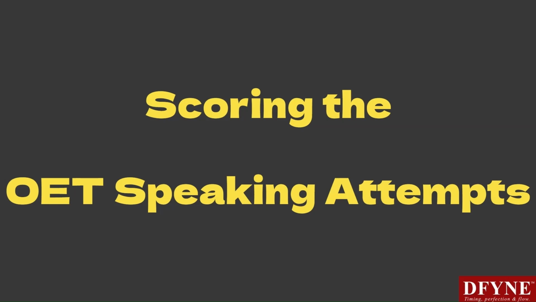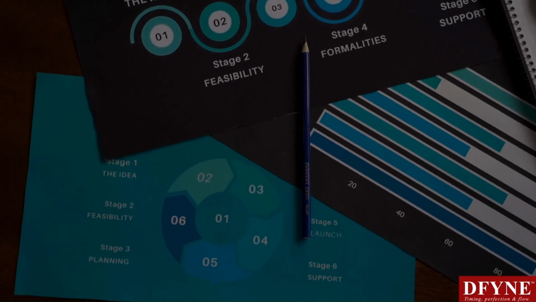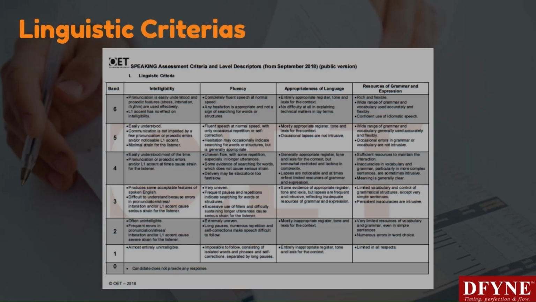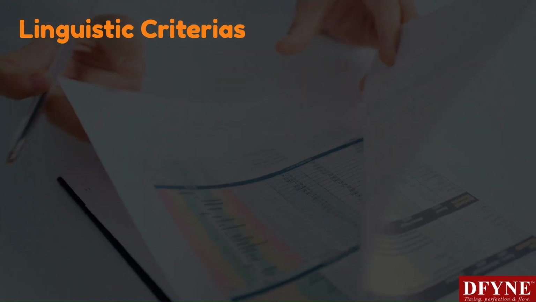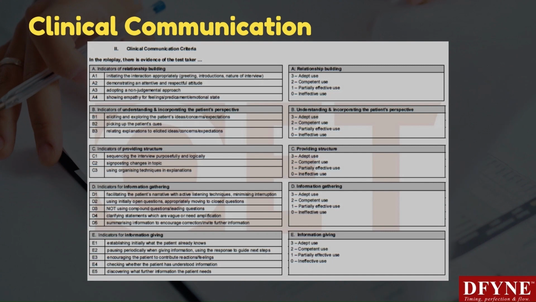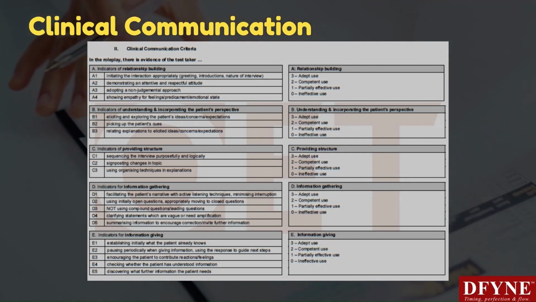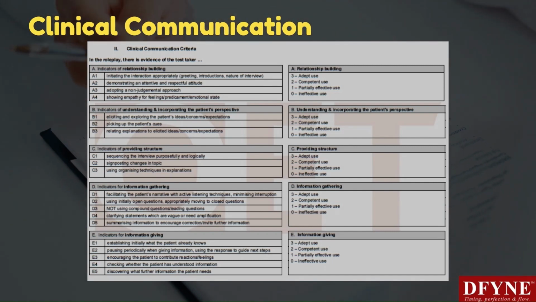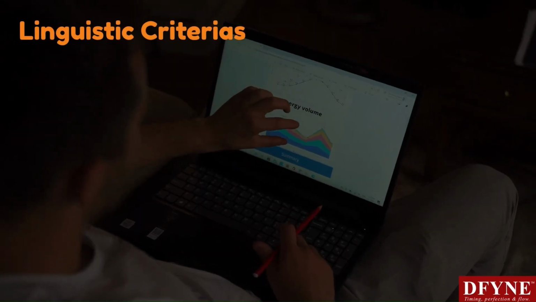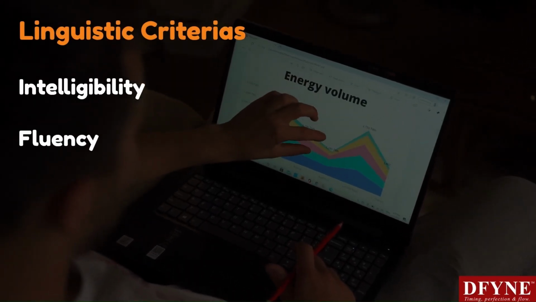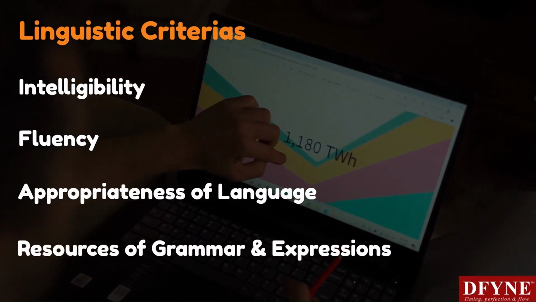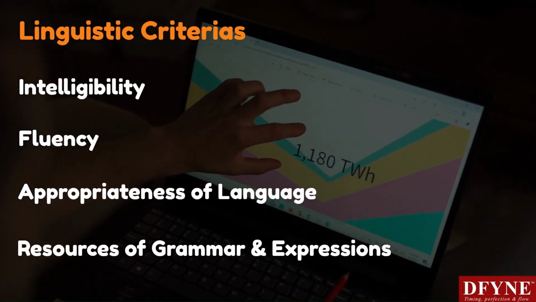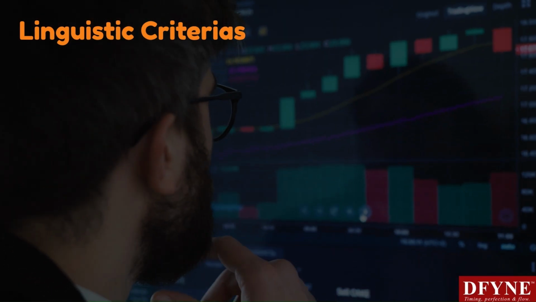The speaking test also has its own criteria. In fact, there are two categories of criteria that exist for speaking tests. The first one looks at the linguistics, or the spoken language of the candidate, while the second one focuses more towards the clinical communication, or how well the interaction between the candidate and the patient was. Intelligibility, fluency, appropriateness of language, and resources of grammar and expression are the four criteria from the linguistic group. Let's look at each one of them.